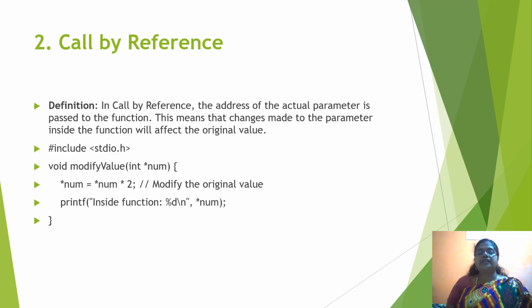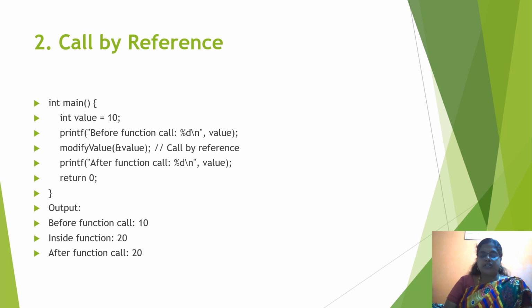Call by reference. In call by reference, the address of the actual parameter is passed to the function. This means that changes made to the parameter inside the function will affect the original value. In the main function, before the function call, it contains the value 10. Inside the modifyValue function, the value 10 is changed to 20. After the function call, the value is 20. It means that the changes made to the parameter inside the function will affect the original value.